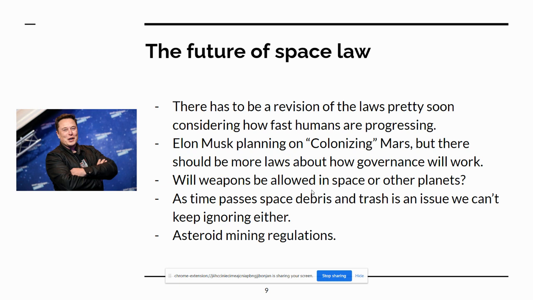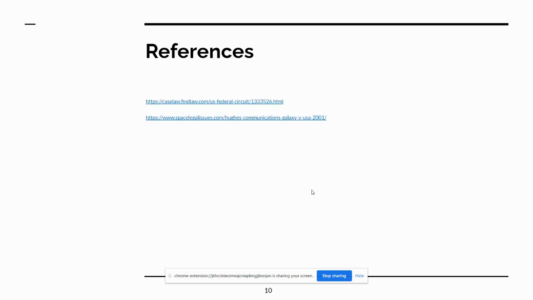Weapons is another topic. Will weapons be allowed in space or on other planets? And if there was war in space, how would that even work? And as time passes, debris and trash in space and around the atmosphere is not an issue that we can keep avoiding. Eventually, we're going to have to make more regulations on that. And that's the end.